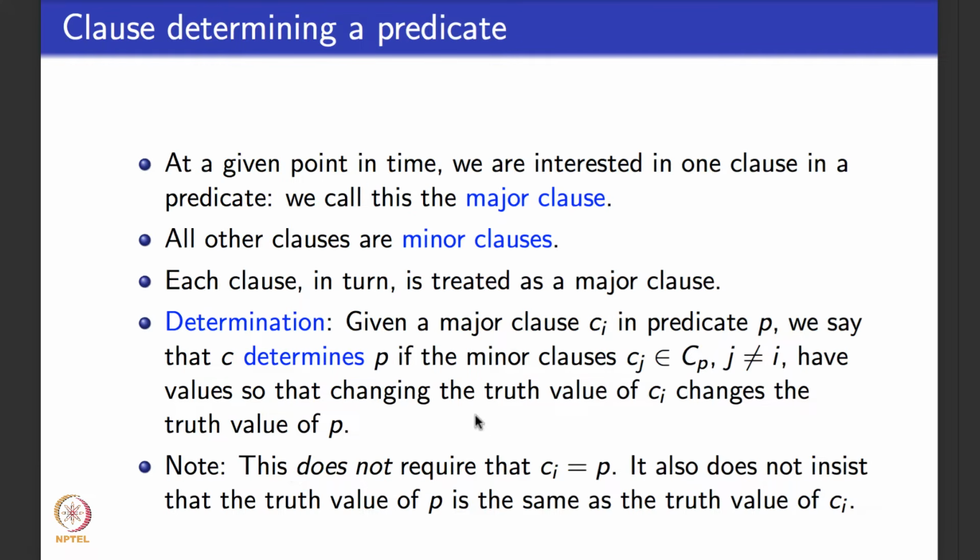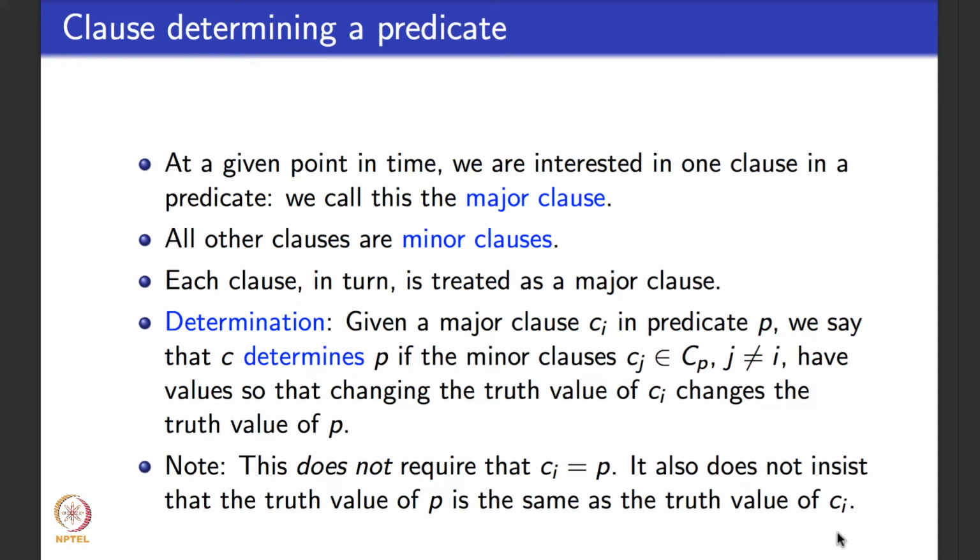Please note that this does not mean that the major clause is equal to P. Neither does it mean that the truth value that P takes is the same as the truth value of Ci. Let's say the major clause is true. It doesn't mean that the predicate P also becomes true exactly when the major clause is true. It could be the case that when the major clause is true, the predicate is false, and when the major clause is false, the predicate is true. Or it could be the case that the major clause is true and the predicate is also true, and the major clause is false and the predicate is also false.